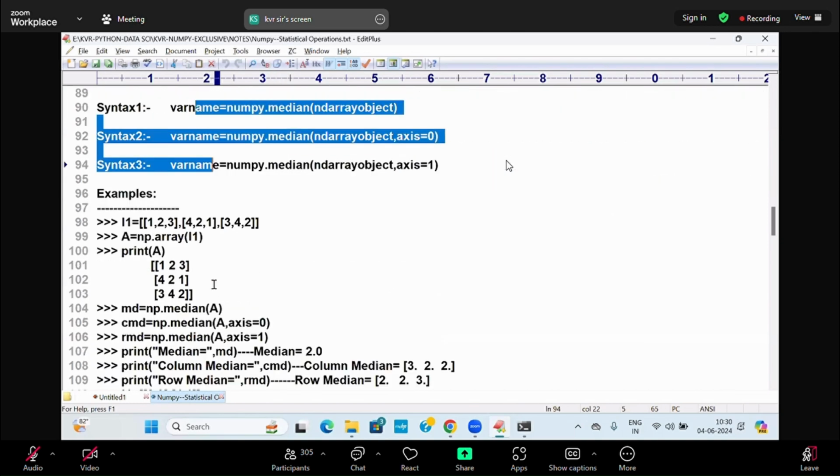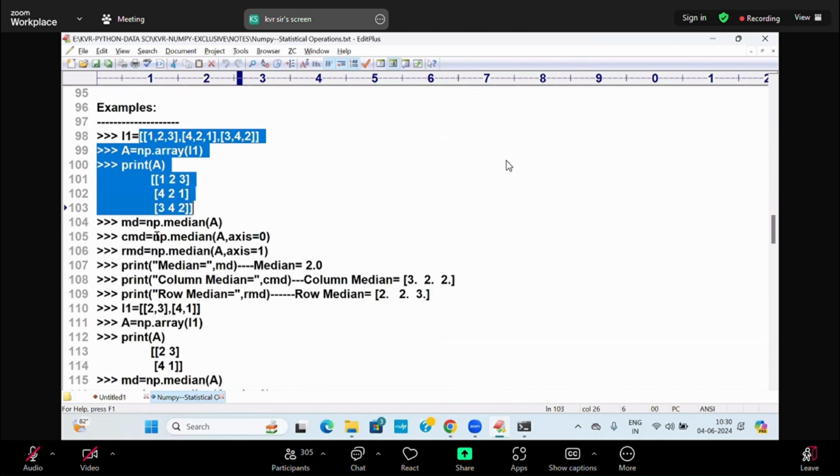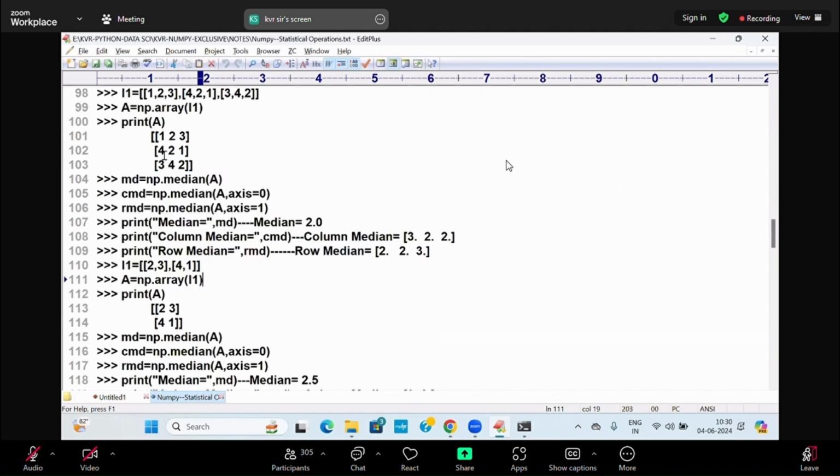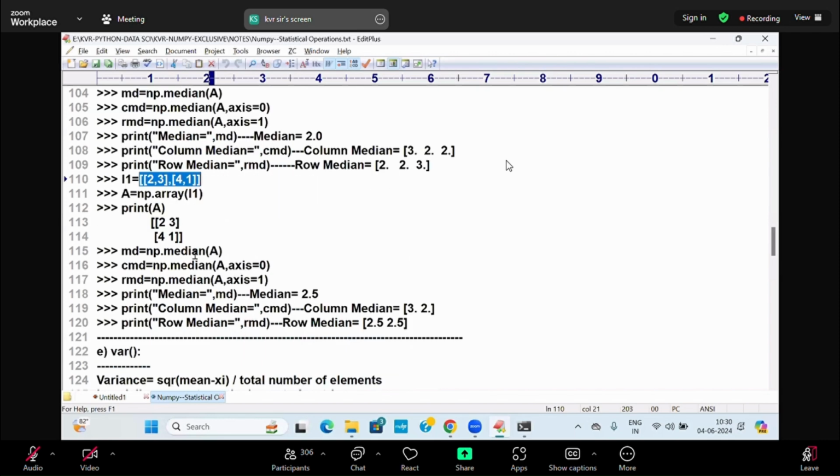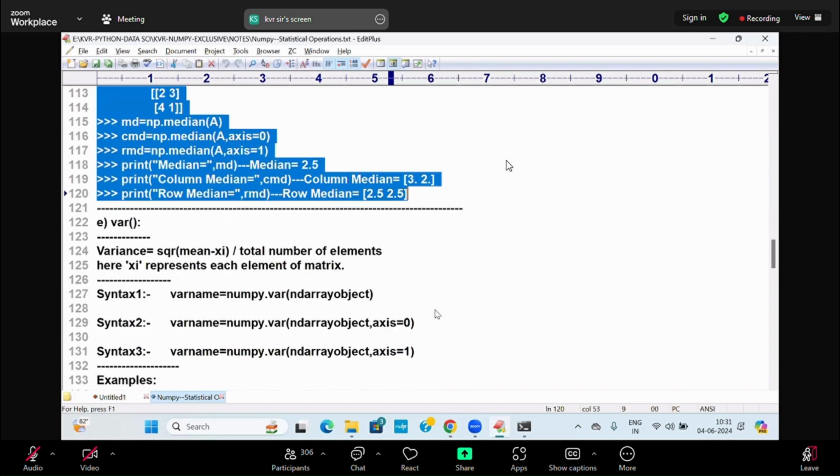So I mentioned it. Here I took a matrix. Here, odd number of rows and columns. Here, even number of rows and columns. Data is completely shown here.